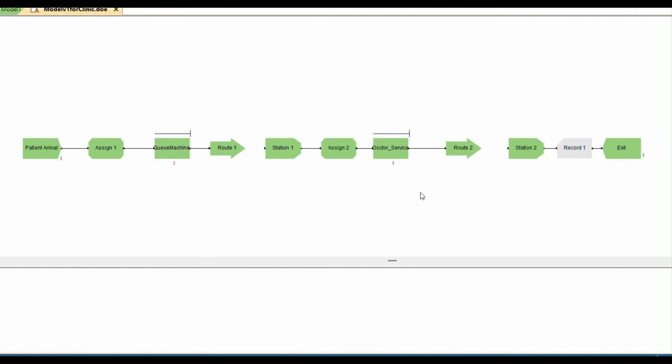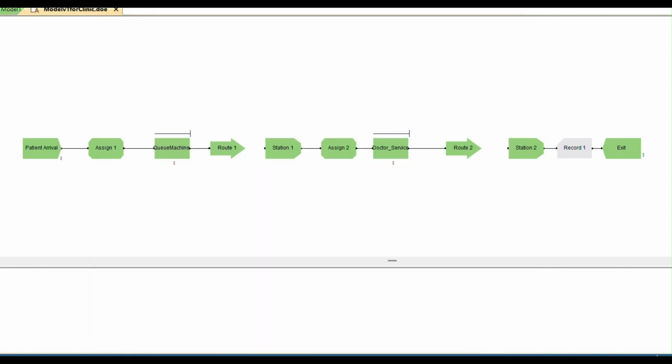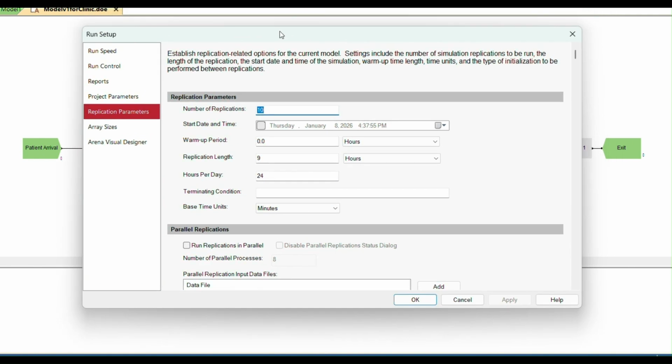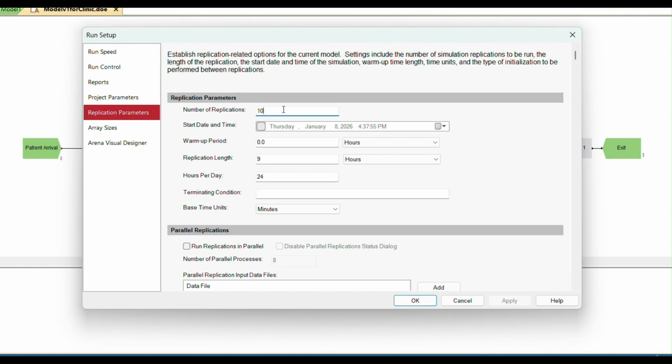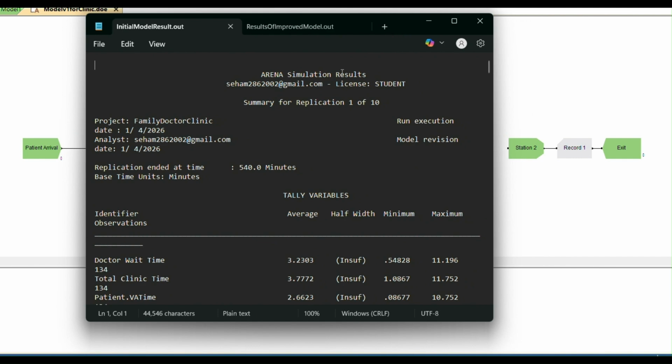So when I run the first model, the results are the following. What I basically did is I ran the model. I can show the setup here. I did use 10 replications, 24 hours, 1 day, 8 hours, as it is starting from 8:30 to 5:30, and then the system closes. This is how I ran it. So to save time, I'm showing you here the output as seen over 9 hours.